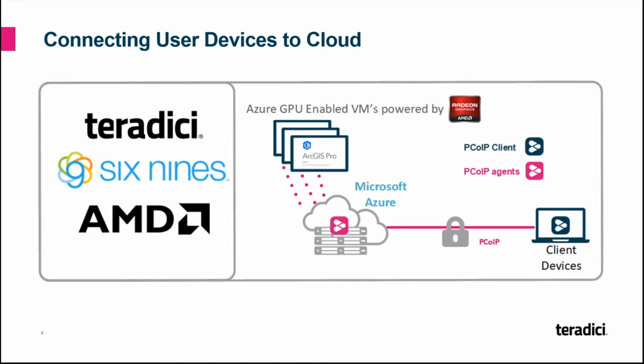To level set, I'll give you a quick overview of what is PC over IP. PC over IP is a display protocol that encodes the complete desktop or workload, and then it's displayed through a PC over IP client device over a standard IP network. PC over IP technology uses advanced display compression to provide remote computing solutions such as physical workstations, GPU-enabled virtual workstations, like the one we're using today, or standard virtual desktops.